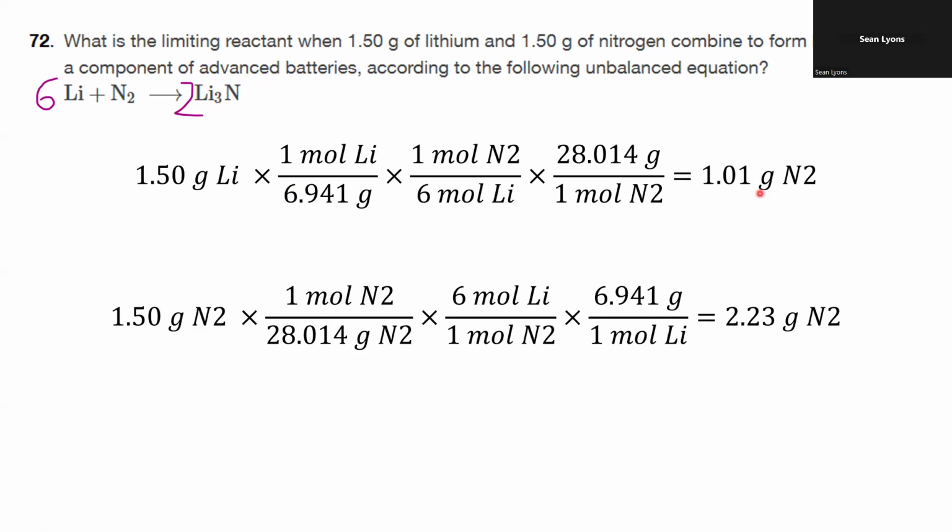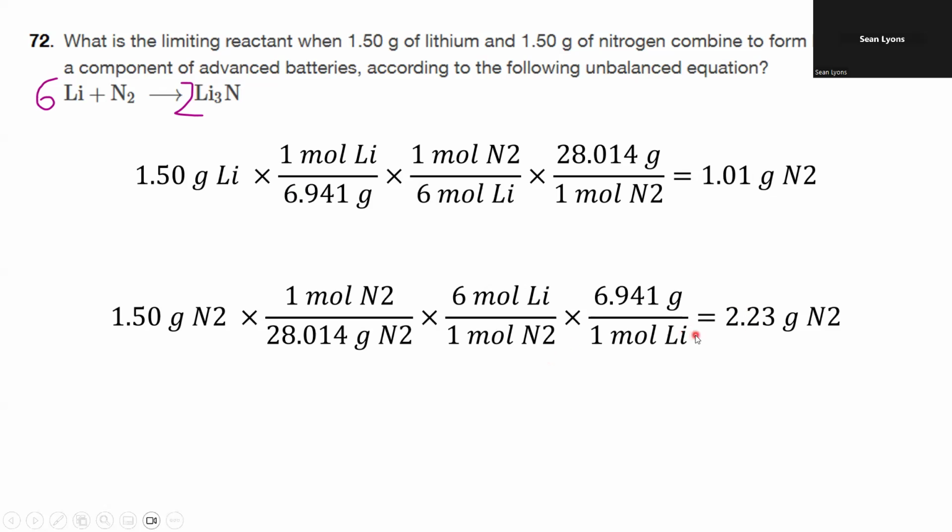And if we think about it, this calculation on its own is enough to determine the limiting reactant and the excess reactant. Because if we want to react all 1.5 grams of this, we only need 1.01 grams of nitrogen. But we've got 1.5 grams of nitrogen. So we have plenty of the nitrogen here. So that would identify the nitrogen as the excess reactant because we have more of it than we need, making the lithium the limiting reactant. That's going to be the one that runs out first.